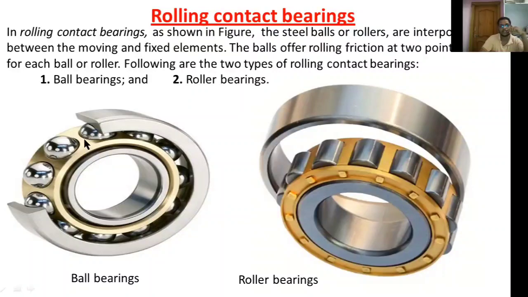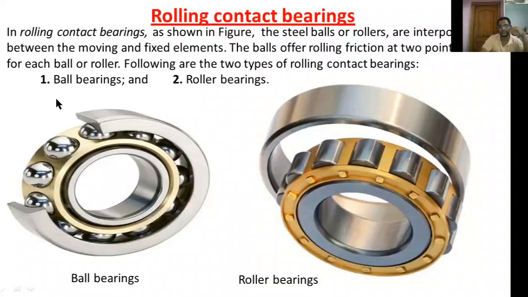rolling friction at 2 points for each ball or roller. The balls or rollers offer rolling friction at 2 points, 2 points for each ball or roller. Here are the two types of rolling contact bearings.